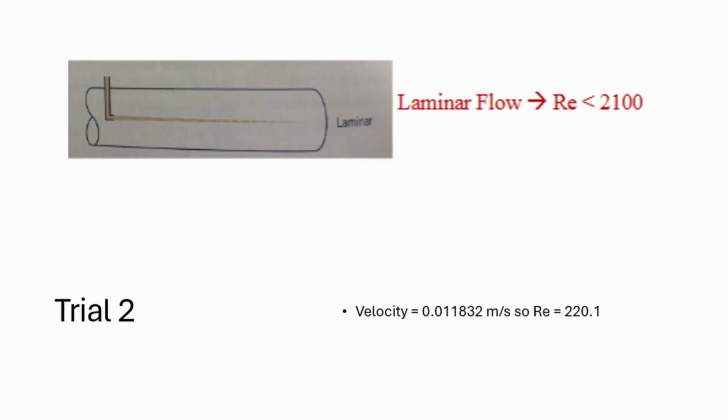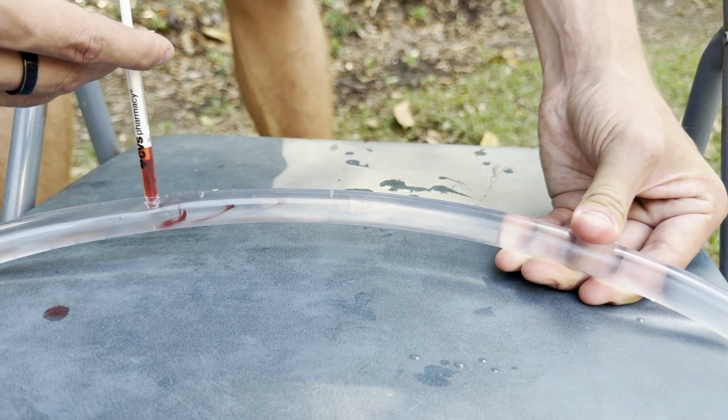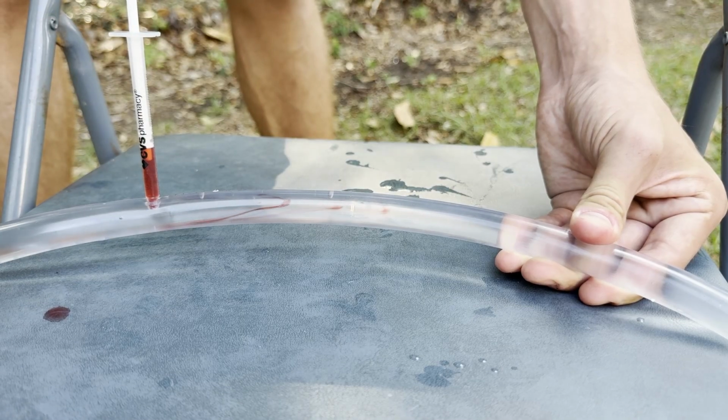For our second trial, we calculated the velocity to be 0.011832 meters per second. And with this number, we calculated Reynolds number to be 220.1, which means it's also going to be laminar. In the video, you can see it is flowing slightly faster, but it is still laminar.